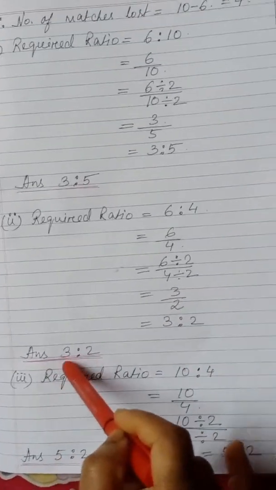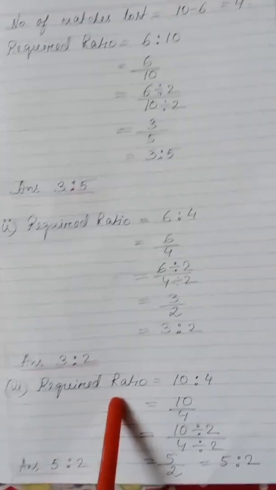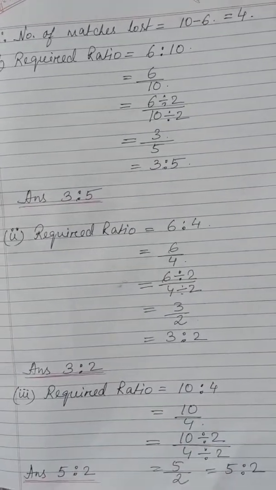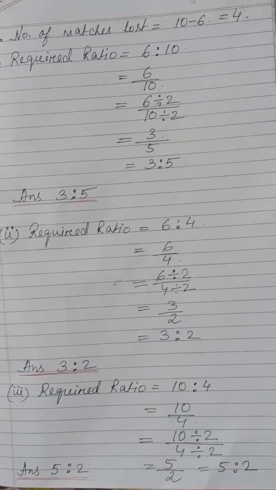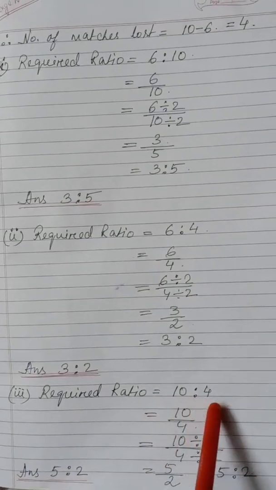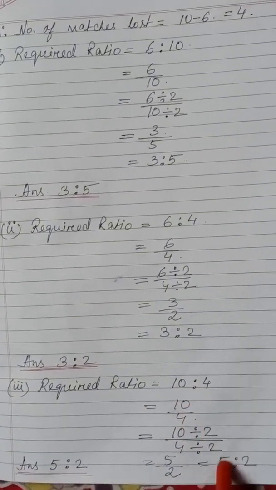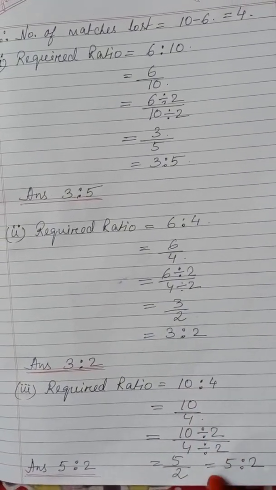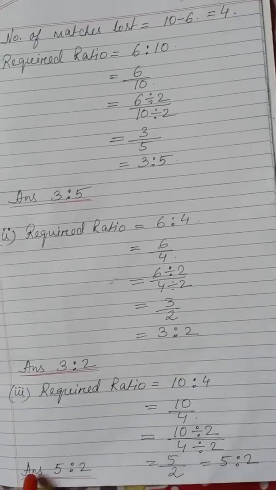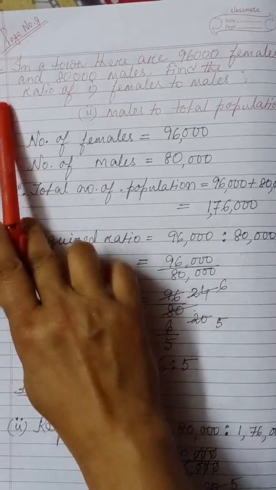Answer is 3:2. Number 3, required ratio is equal to number of matches played to the number of matches lost is equal to 10:4. 10 by 4, both are divided by 2, 5 by 2, therefore is equal to 5:2. Answer is 5:2.